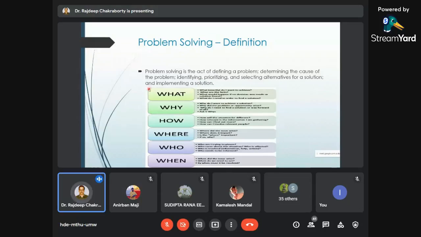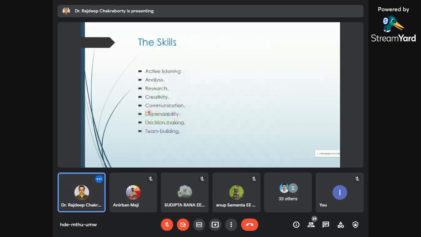So in problem solving, as per the standard structure, what is the problem? We have to define the problem, why this problem occurred, how we can solve it, by which method we can solve it, by using which tools or software or equipment I solve it, and how fast I can solve it. So this is the basic structure of problem solving.